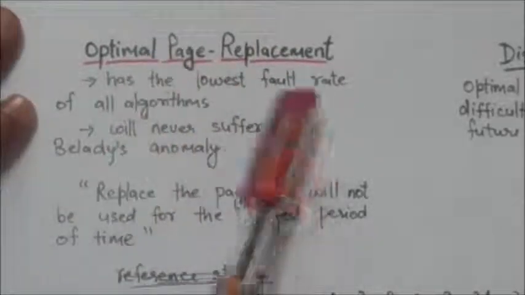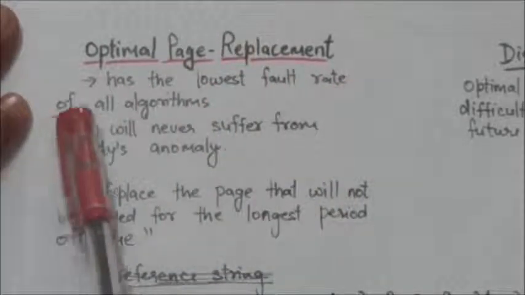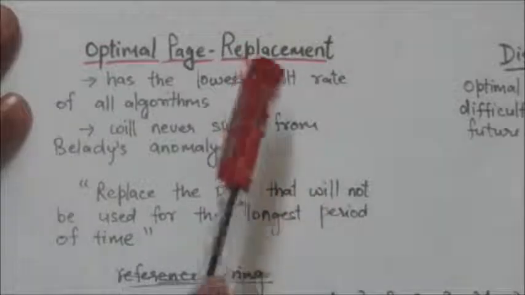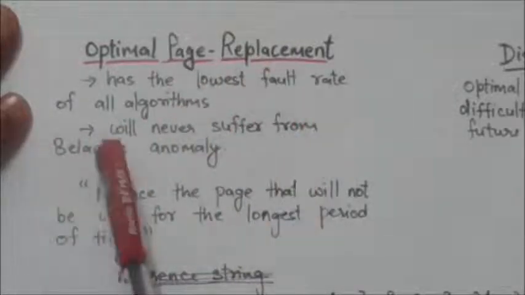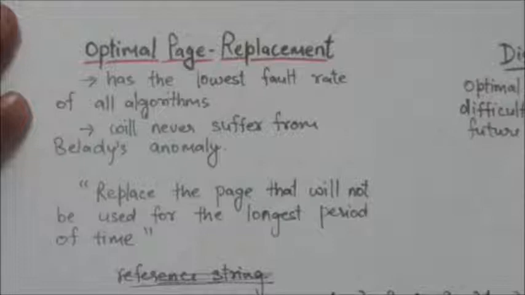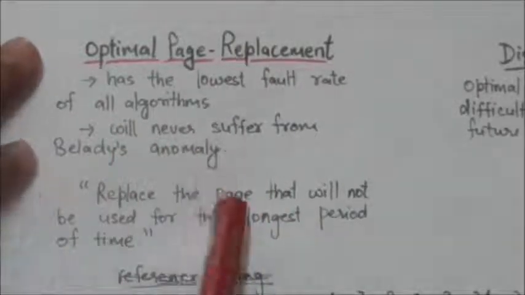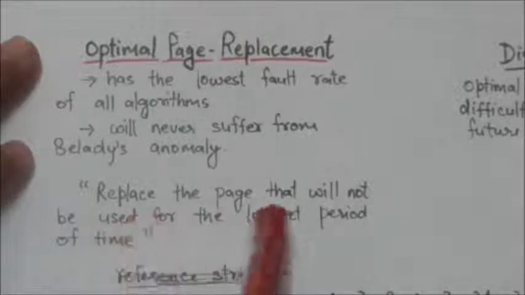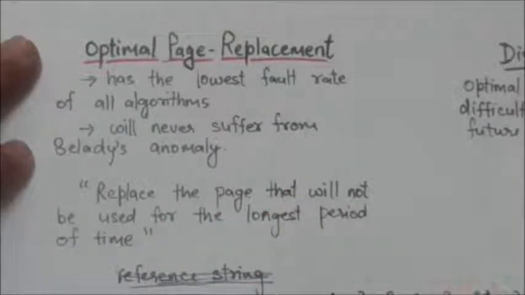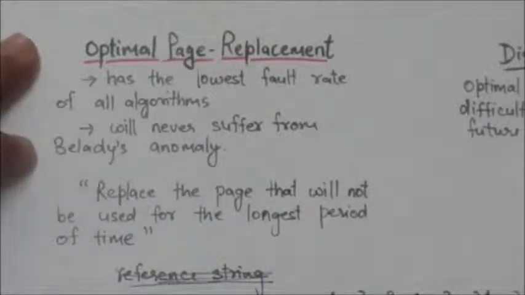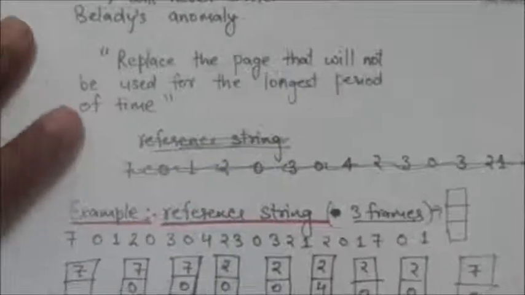This page replacement algorithm has the lowest fault rate of all algorithms, and this algorithm never suffers from Belady's anomaly. So what happens in this algorithm? In this algorithm, we replace that page that will not be used for the longest period of time. It will be clear after this example how this algorithm works.